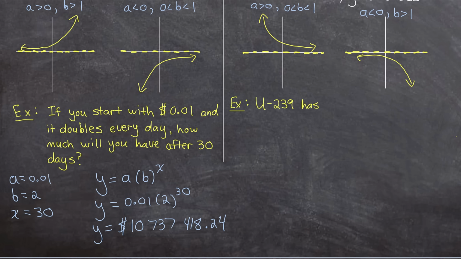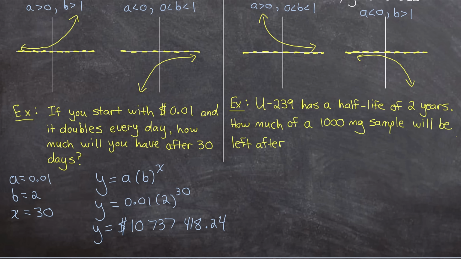This example says that uranium has a half-life of 2 years. How much of a 1,000 milligram sample will be left after 10 years?